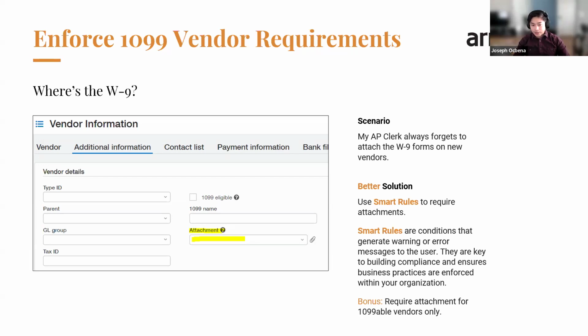Mainly, in short, those put internal controls into your system. Okay. Bonus points: we can enable the attachment on the vendor only for 1099able vendors, right? If it's an incorporation or S corp, they're not a 1099able vendor, so an attachment is not required at that point.